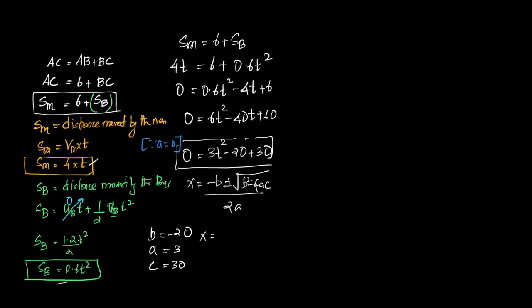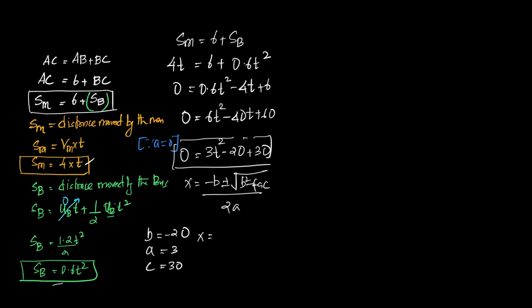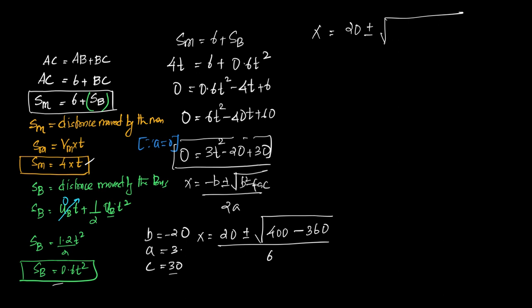So let us now come back to the solution here. So what is x is equal to minus b? What is minus b? 20, plus or minus root of, what is b square? 20 square, which is 400, minus 4ac. 4 into a is 4 into 3, 12, into c is 12 into 30, which is 360. The whole upon 2a, a is 3, so this becomes 2 into 3, 6. So x is equal to 20 plus or minus root of 400 minus 360, which is 40, the whole upon 6.